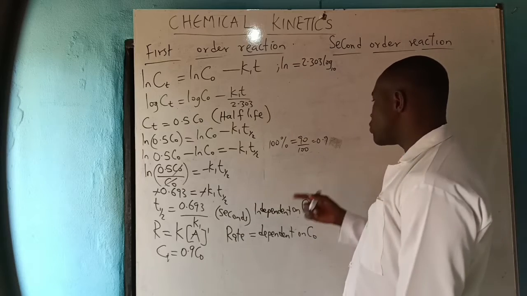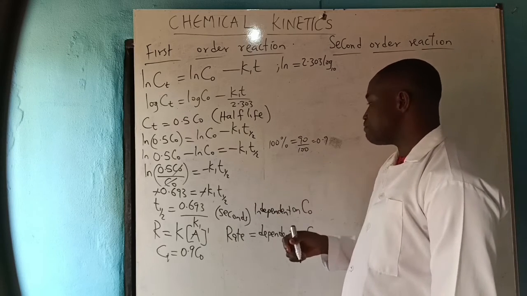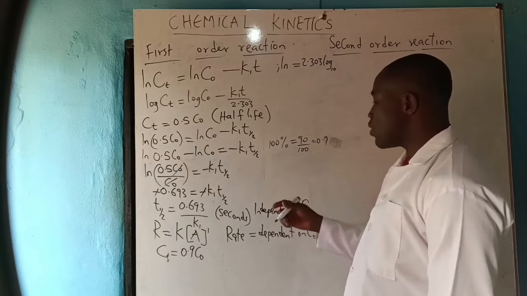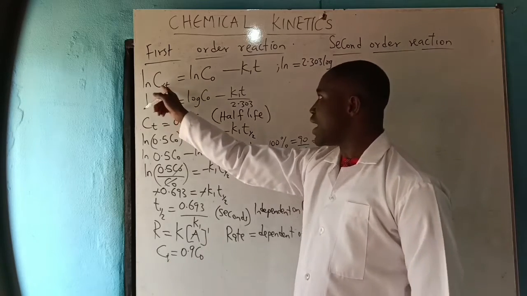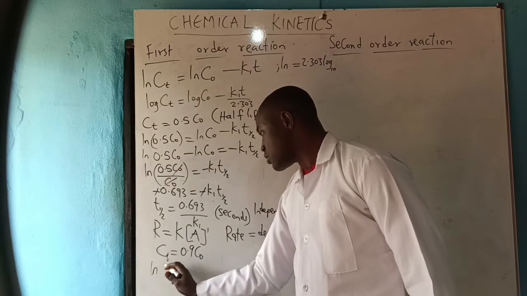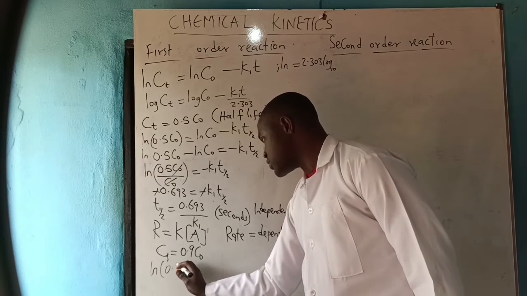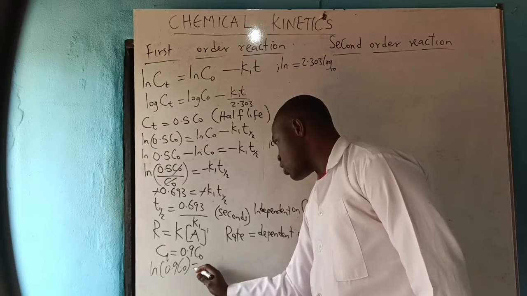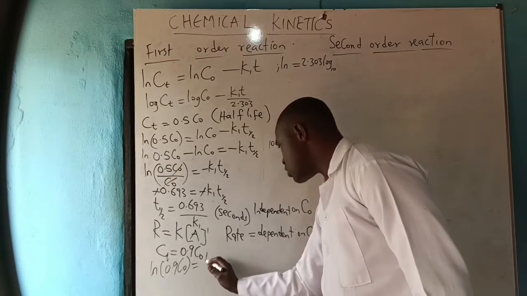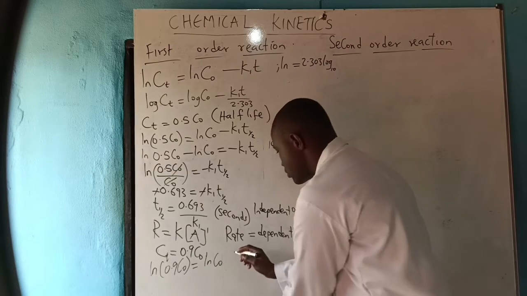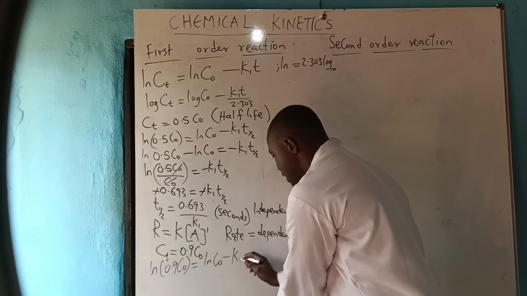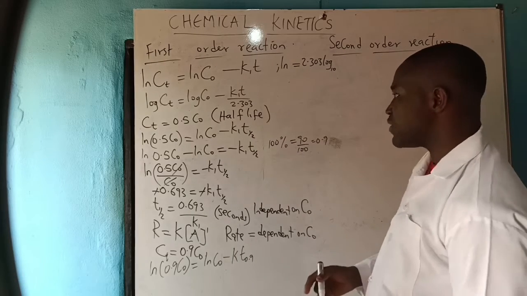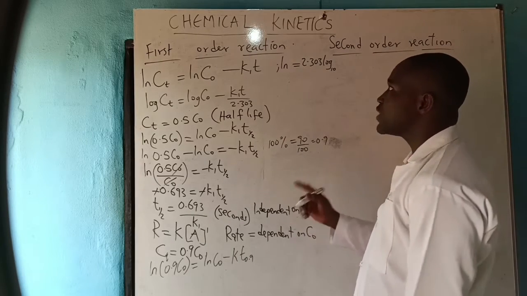Now, what we need to do again is, since we have seen Ct to be this, we will say that here ln 0.9 C0 equals what? ln C0 minus k t0.9. We are talking about shelf life. Shelf life of first order reaction.